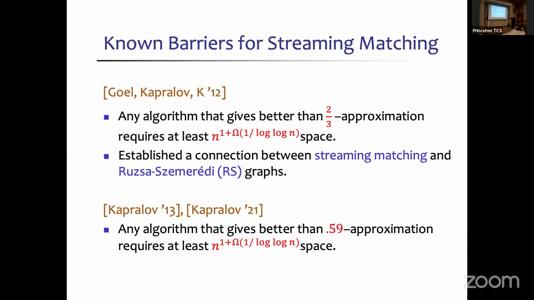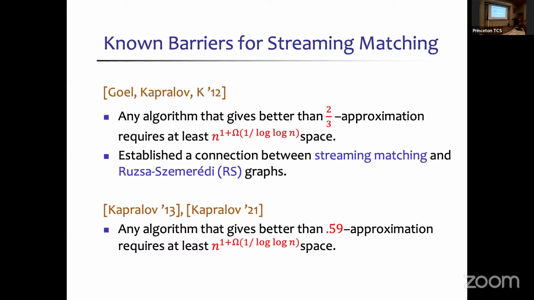So the exponent there is not quite n to the 1 plus delta for some constant delta greater than 0, but the total space is distinctly more than n polylog n, which is what we typically hope for in many of these graph problems in the streaming model. And this connection was further refined, and our understanding at this point is that any algorithm that gives you better than 0.59 approximation already requires this much amount of space at least.